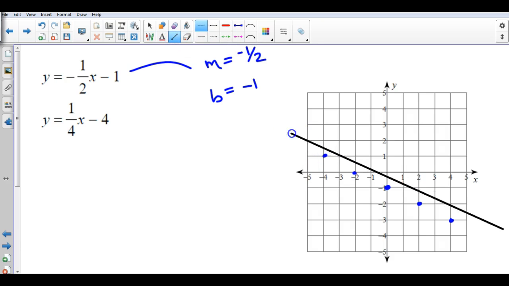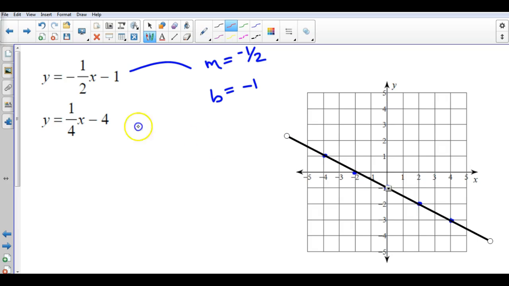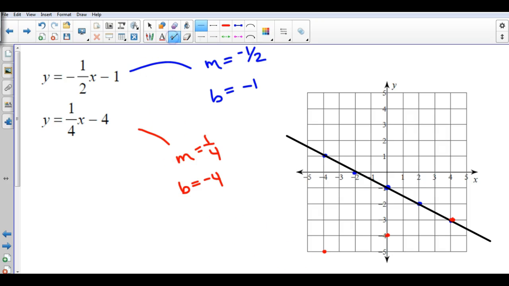So what I'm going to do is connect the dots. That was really ugly, so I'm going to grab this line and fix that. Okay, that's slightly better. And then the other one, my slope of this line is going to be 1/4. And my y-intercept will be -4. So this one's going to start down here. I'm going to go up 1 and to the right 4. I could also go down 1 and to the left 4. And it's the same thing.